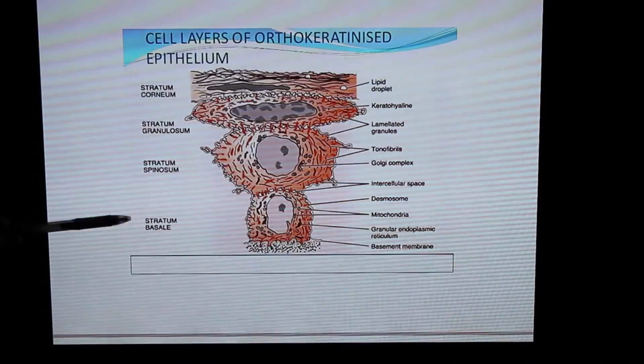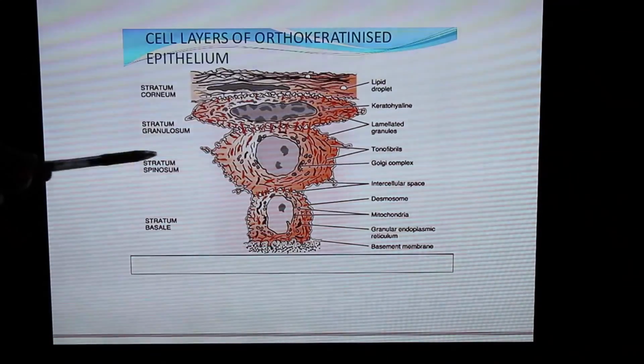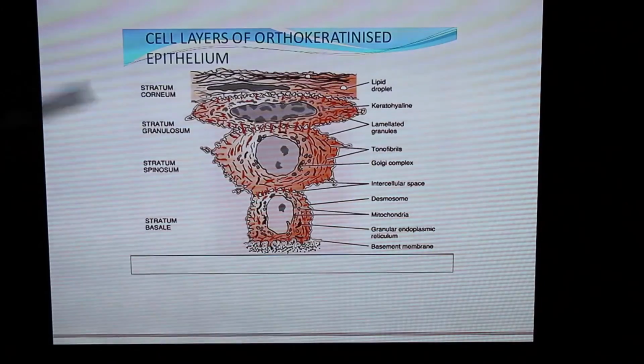Now this picture shows different parts of squamous cell epithelium. This is stratum basale, the basal cell layer, spinous cell layer, granular cell layer, and this is the corneal layer. Actually, this corneal layer is generally in attached gingiva. It is keratinized.